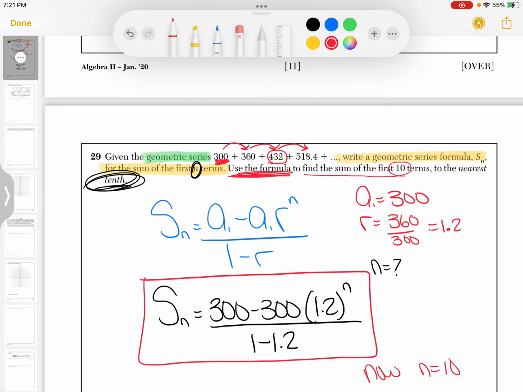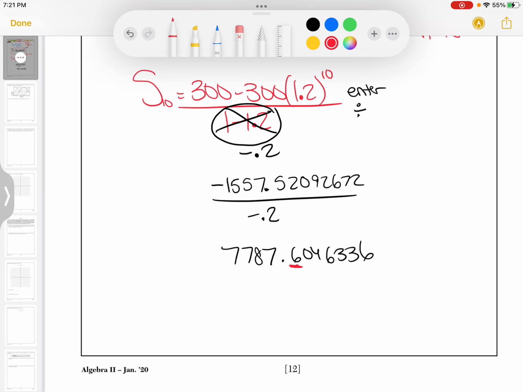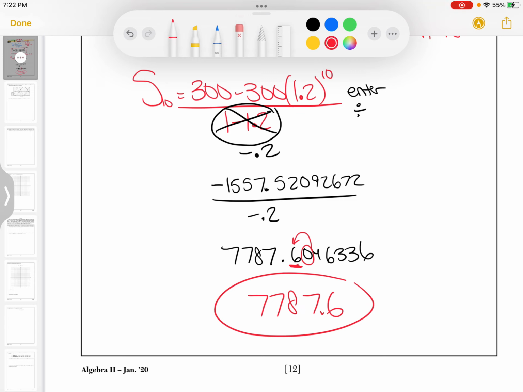What if I didn't read that and I didn't round? Guys, this is only a 2-point question. If you don't round it right, you lose a full point, so be careful. The nearest tenth is this digit. 0 does not bump that up, so it's 7787.6. I shouldn't have a decimal there. Boom. 7787.6 is my answer.